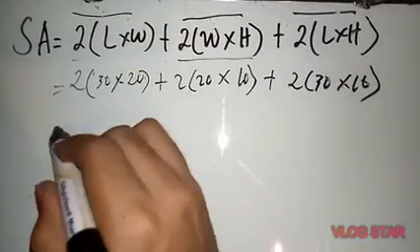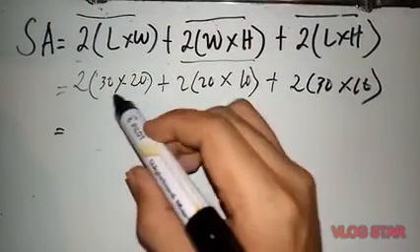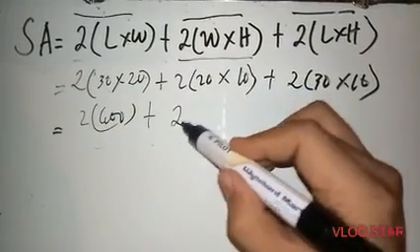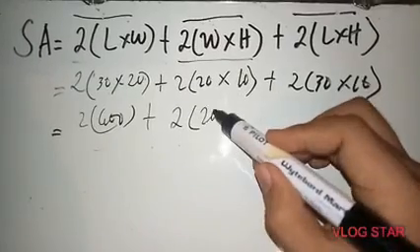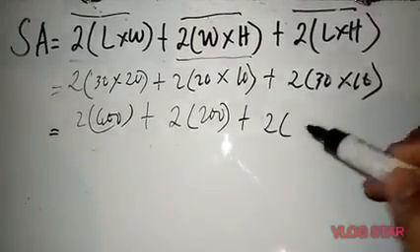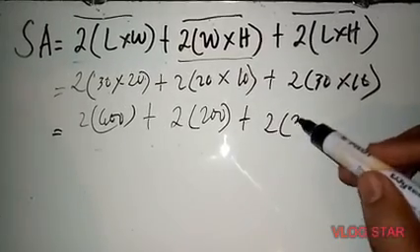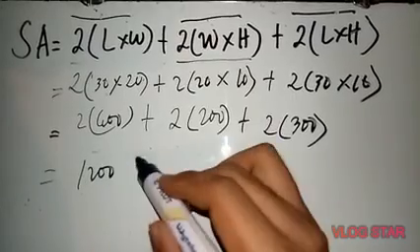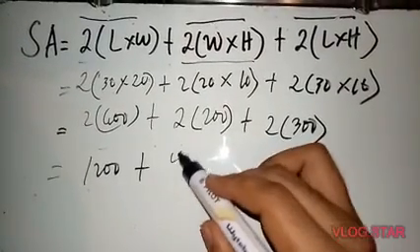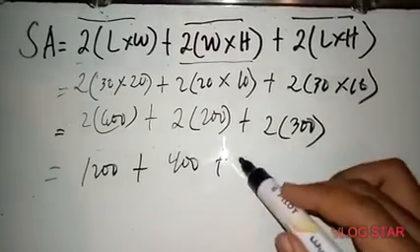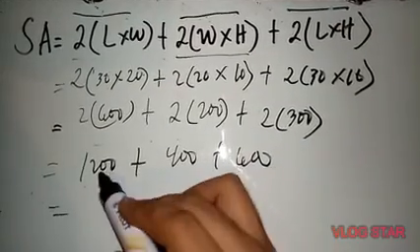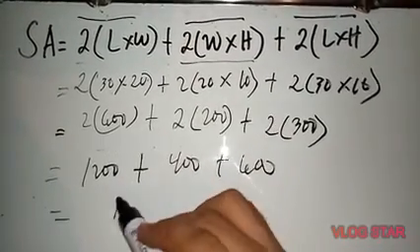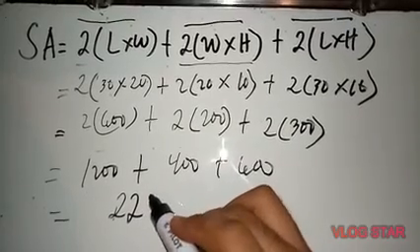Okay, then compute. 30 times 20 is 600, times 2 is 1,200. 20 times 10 is 200, times 2 is 400. 30 times 10 is 300, times 2 is 600. To sum it up, this is 2,200.